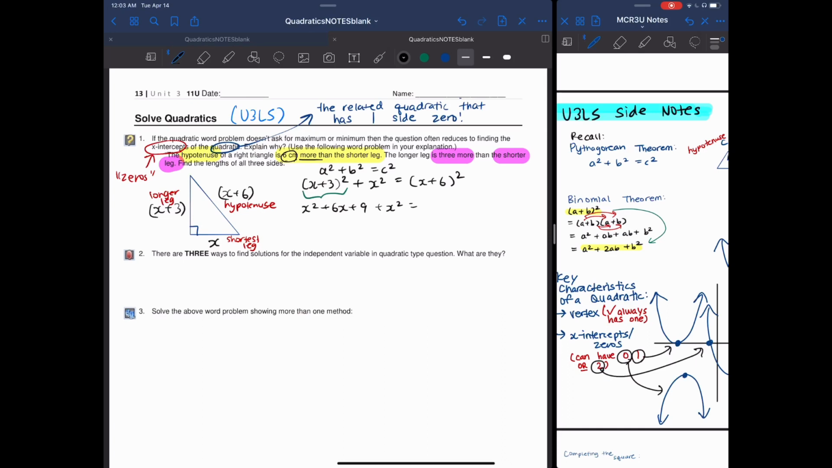Plus x squared. Do the binomial theorem again on the right side. Then you get x squared plus, what I'm thinking in my head is, my a is my x, my 6 is my b, and then I have to multiply that by 2. So that's 12x plus 36. All right, I'm getting closer.